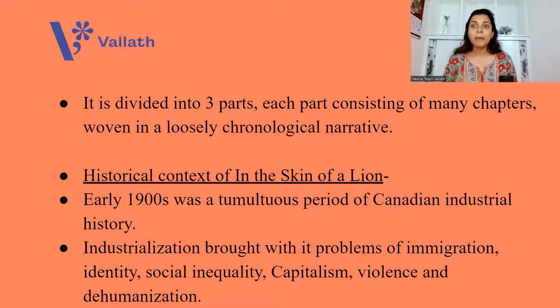1930s, the Great Depression began in Canada, because of which people had no jobs, there was no money. And it was that time when the police or the Red Squad started fighting against these immigrants. They were violent against these immigrants. That is why it is written that early 1900s was a disturbing period of Canadian industrial history. Industrialization brought with it problems of immigration, identity, social inequality, capitalism, violence, and dehumanization.